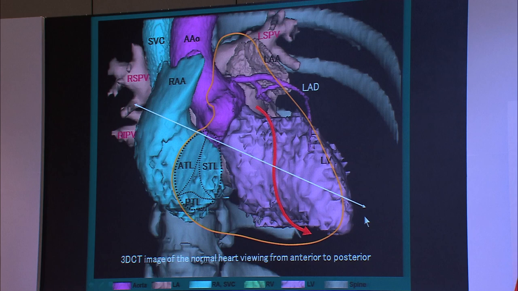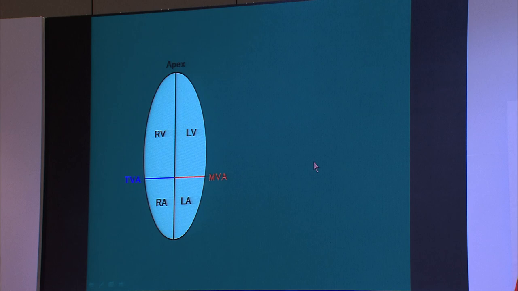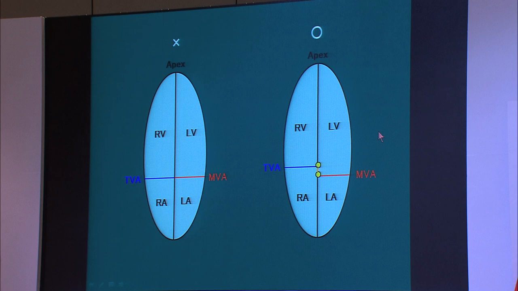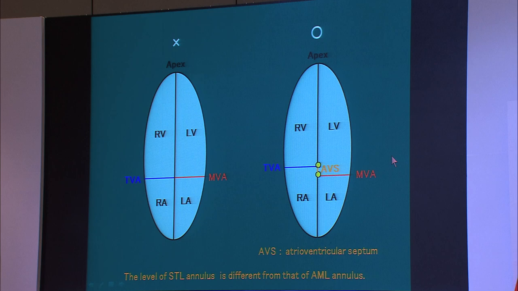So when you examine the echocardiogram, you always take this figure from the echocardiographic findings. So this picture is not good. This one is correct. And here is the atrioventricular septum, and at the right side of the atrioventricular septum, the AV node is located.